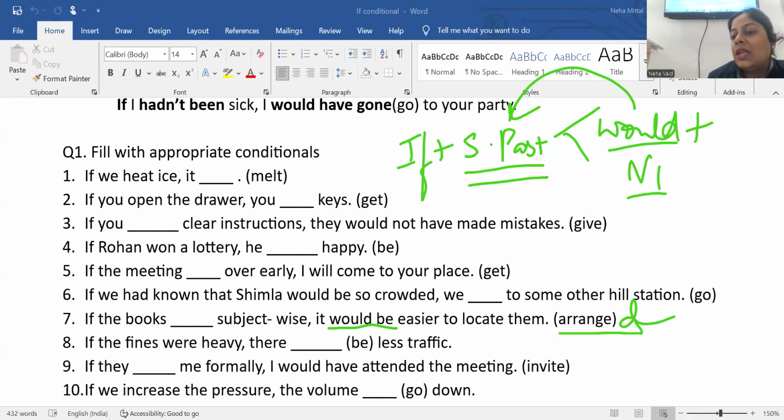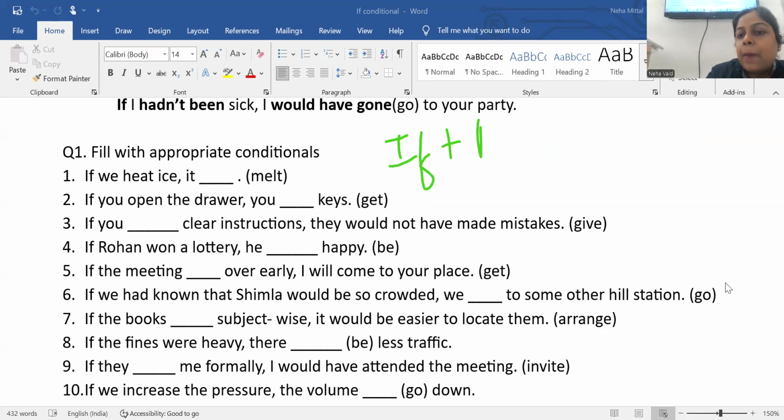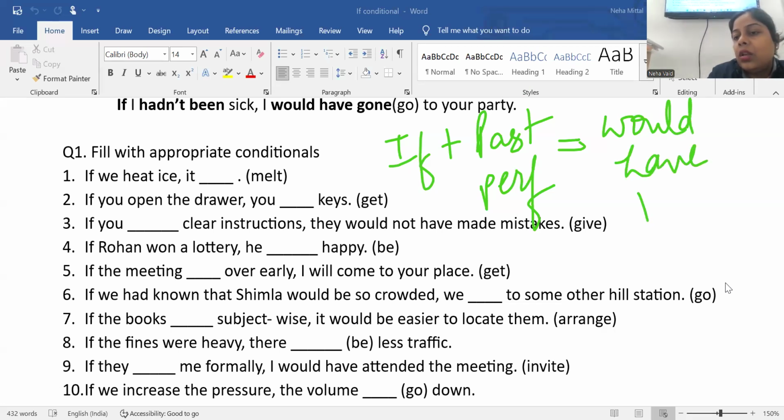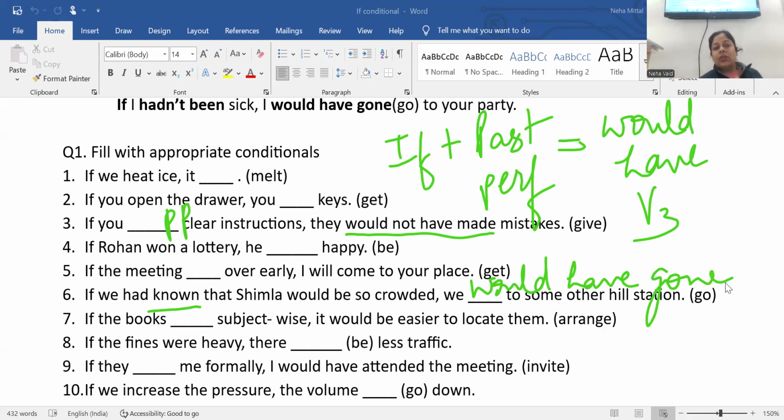Okay? The third rule says if we have if plus past perfect, that is equal to would have plus V3. Suppose here would have plus V3 is given, so you need to fill past perfect. If past perfect is there, then you have to fill would have gone. Understood?